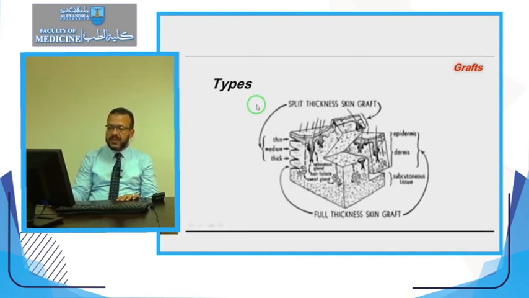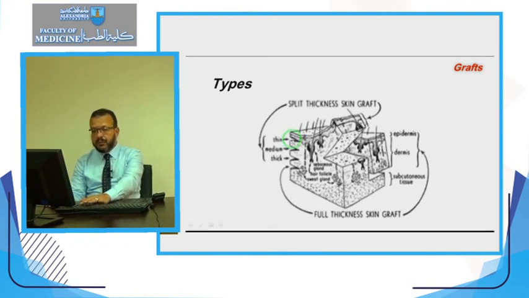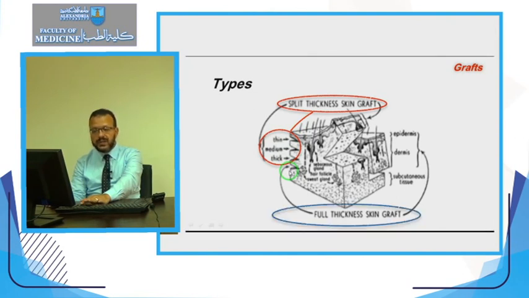There are several types of skin graft. It depends upon what amount of tissue we harvest from the skin. In all skin grafts, the epidermis and the dermis are harvested, but the different types depend upon the amount of dermis harvested with the graft. If we don't harvest all the dermis, we take epidermis and part of the dermis, leaving another part of the dermis in the donor site. This is called a split thickness skin graft. And if we harvest the whole epidermis and the whole dermis with the graft, this is called a full thickness skin graft.